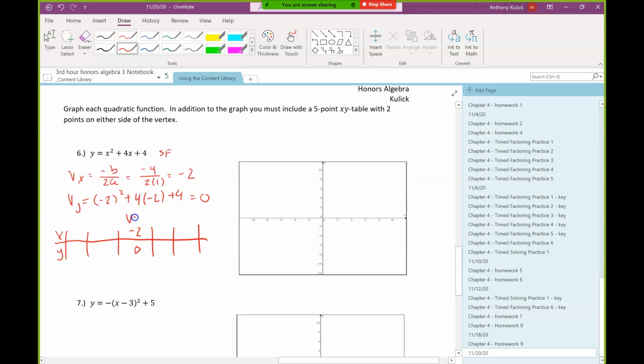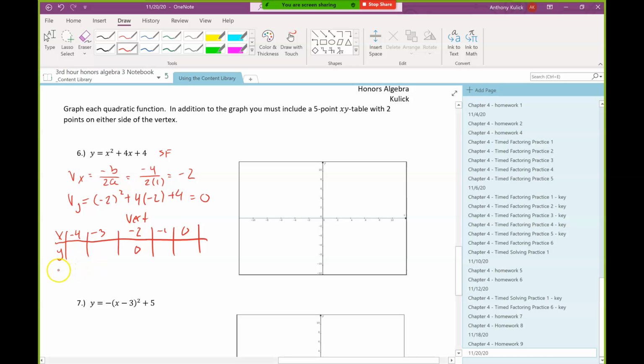So make my table. And then I'm going to pick 2 points to the left of the vertex. So I just need 2 x values that are less than negative 2. And then 2 values to the right of the vertex. So 2 values that are bigger than negative 2. Any 2 will do. I'm just going to pick the things that are easy to compute. So I don't want the numbers to get too far away from the vertex. And I'm going to try to aim for whole numbers just to make my life easier. But it doesn't really matter.